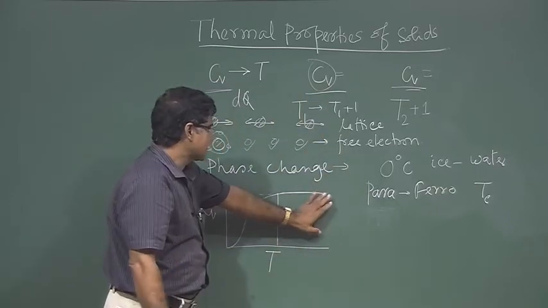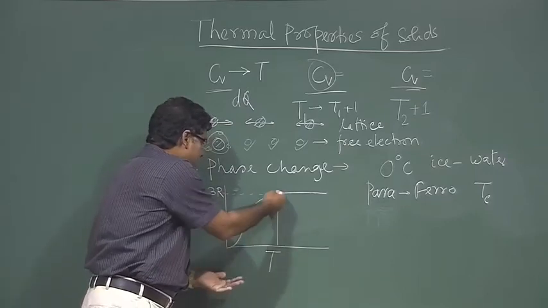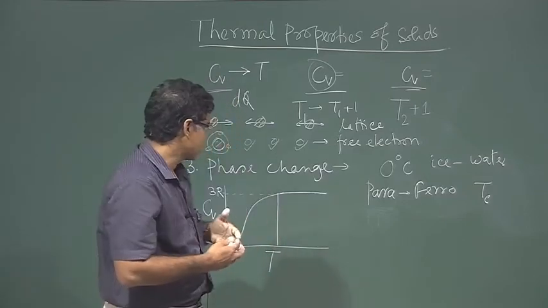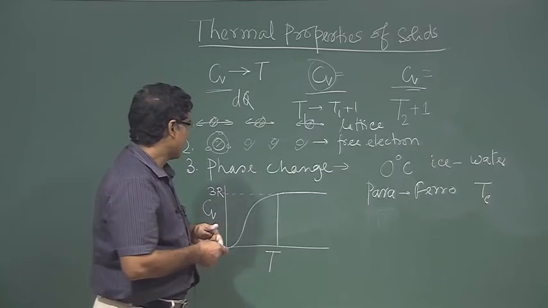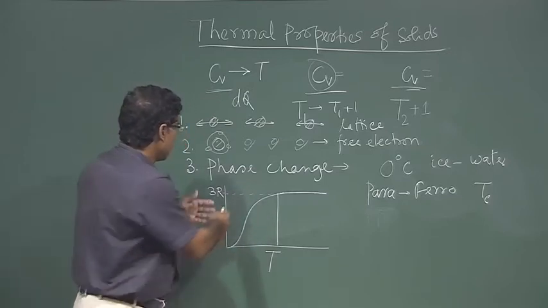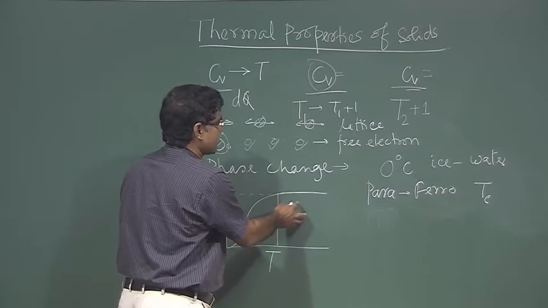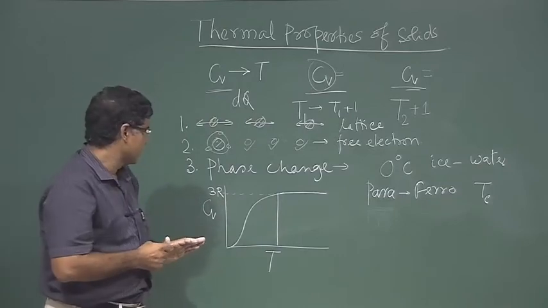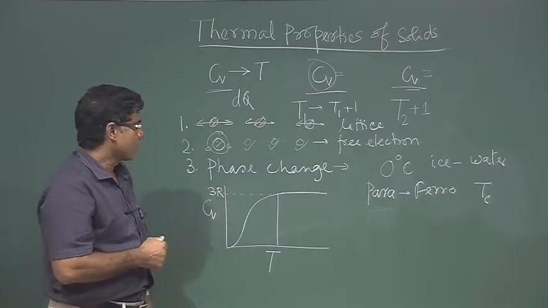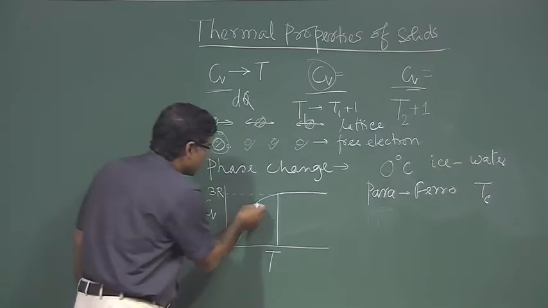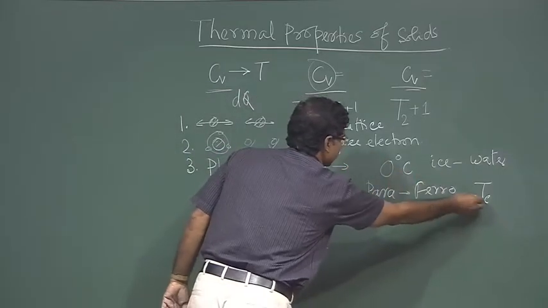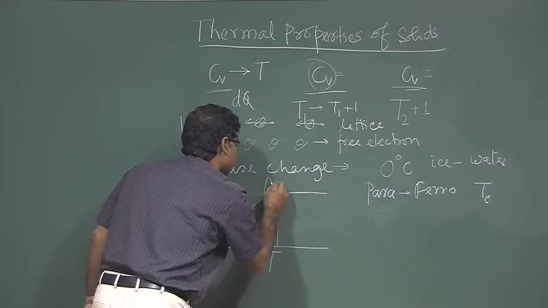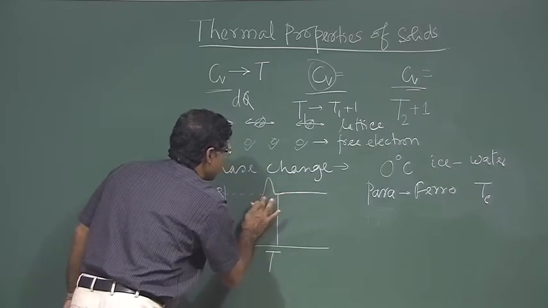So, at higher temperature it is constant, but at lower temperature it depends on temperature. How it depends on temperature, that is our interest to study. This is for normal materials, normal solids, if there is no phase change. This type of Cv-T curve we get, but when a phase change occurs, at that particular temperature, either 0 degree or Tc, whatever, this Cv becomes high, so the curve becomes like this.